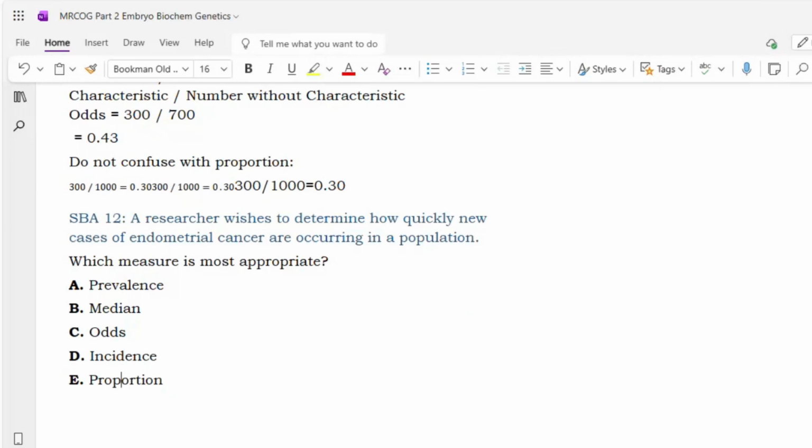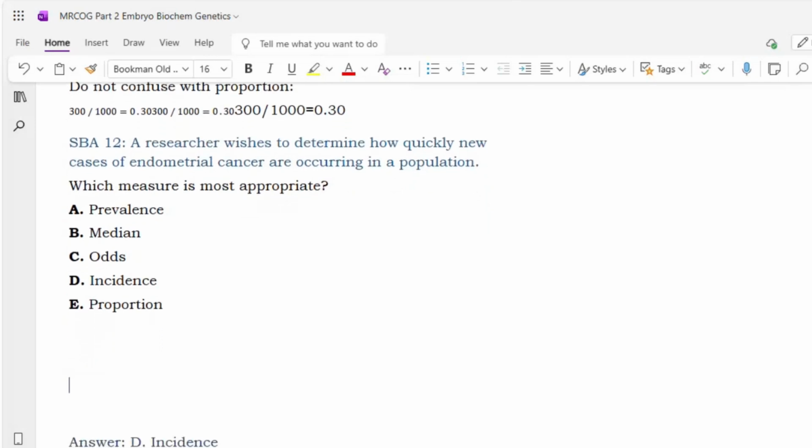Next. Question number 12. A researcher wishes to determine how quickly new cases of endometrial cancer are occurring in the population. Which measure is the most appropriate? A prevalence, B median, C odds, D incidence, and E proportion. New cases, sir, it is incidence. Yes, we are talking about new cases, that means incidence.